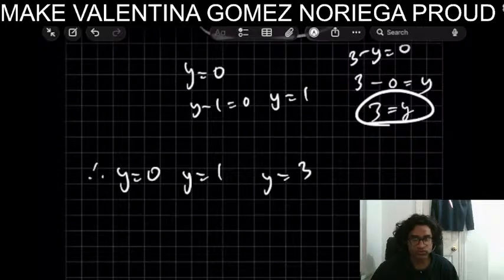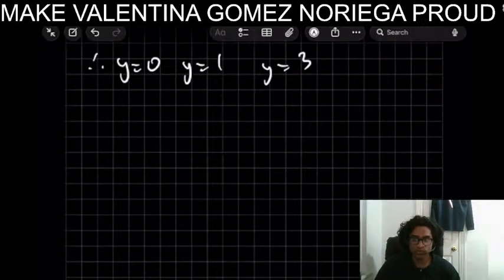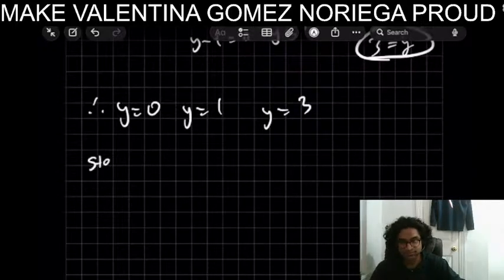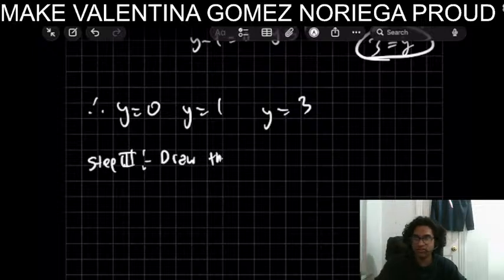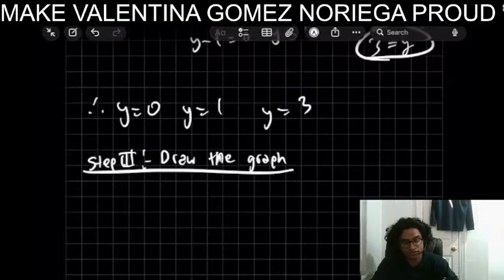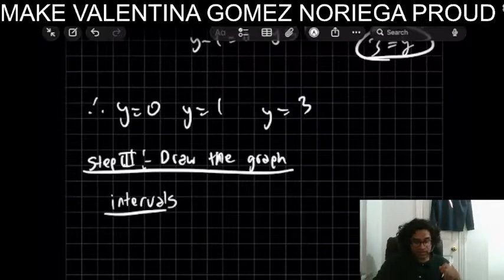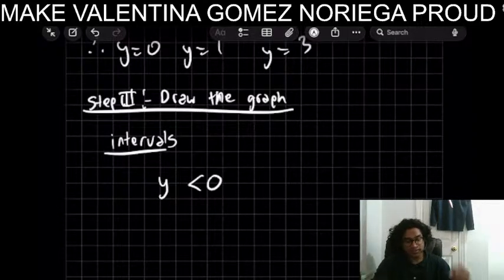So we have y equals 0, y equals 1, y equals 3. Now we're going to draw the graph. Step 3, draw. So we have y equals 0, y equals 1, y equals 3. So intervals. My interval 1, first of all, will be y less than 0.